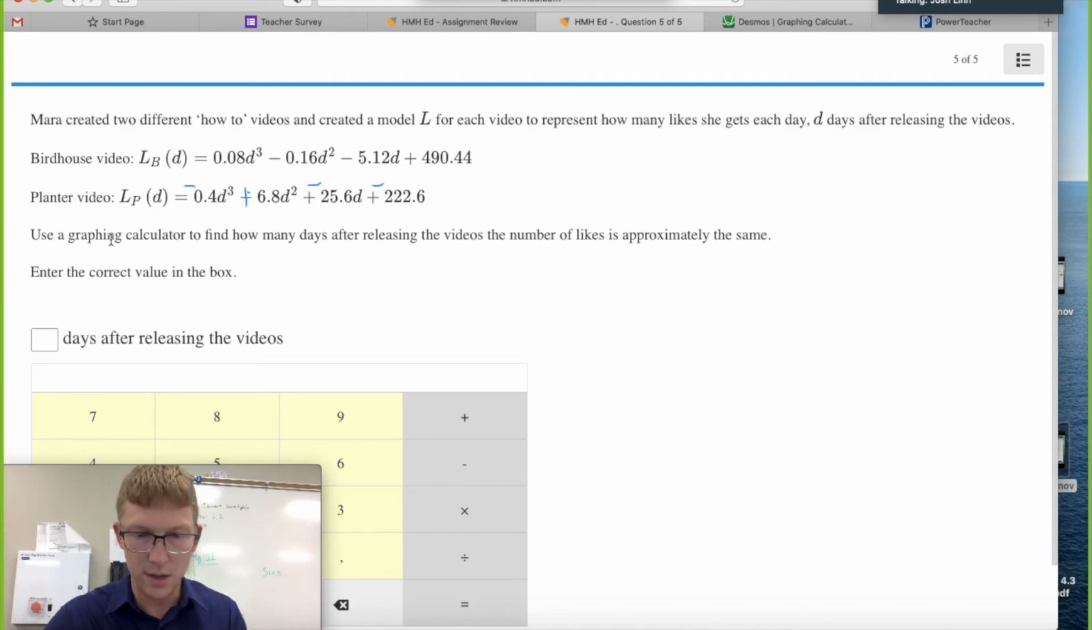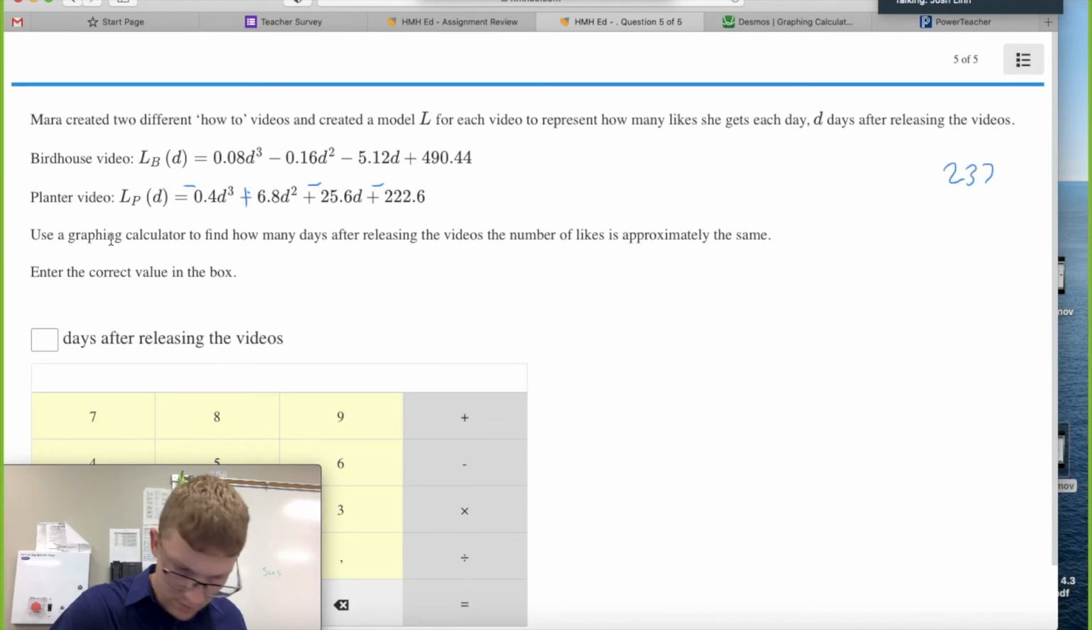And then I pulled out my handy dandy calculator, where the screen is going dead. 490.44 minus 222.6. So we've got 237.84. So I am moving backwards, just so you're tracking. 5.12 minus 25.6, negative 20.48D.